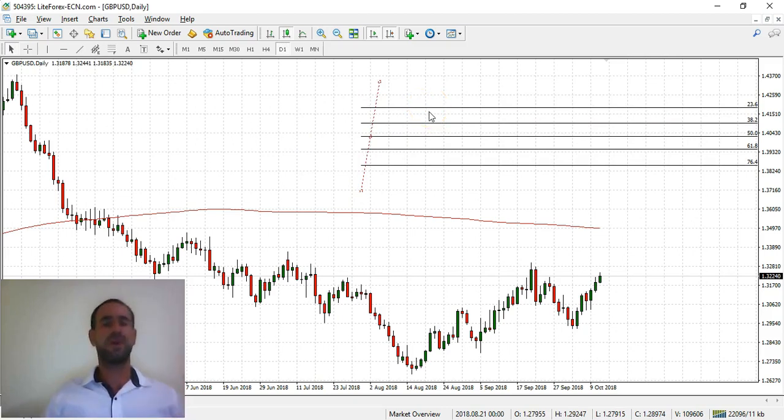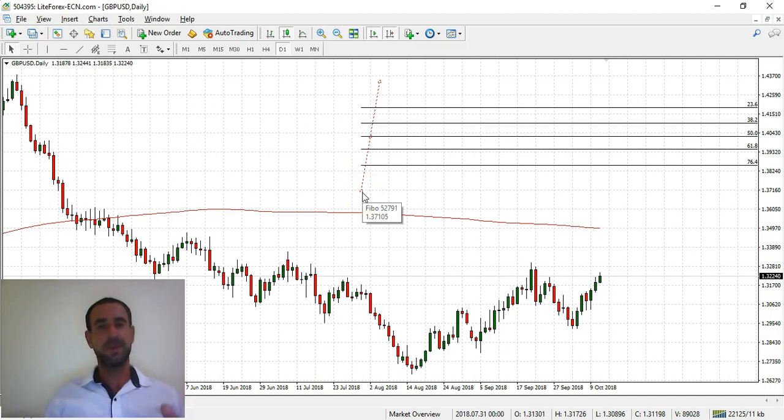The most famous one is the 61.8, which is the golden ratio. But I would say here that the 76.4 is actually more important. What I usually like to do is focus on these 2 levels. But I also definitely use the rest of the levels as well: 23.6, 38.2, and 50. So we got 5 levels, where 2 are more important than the rest.